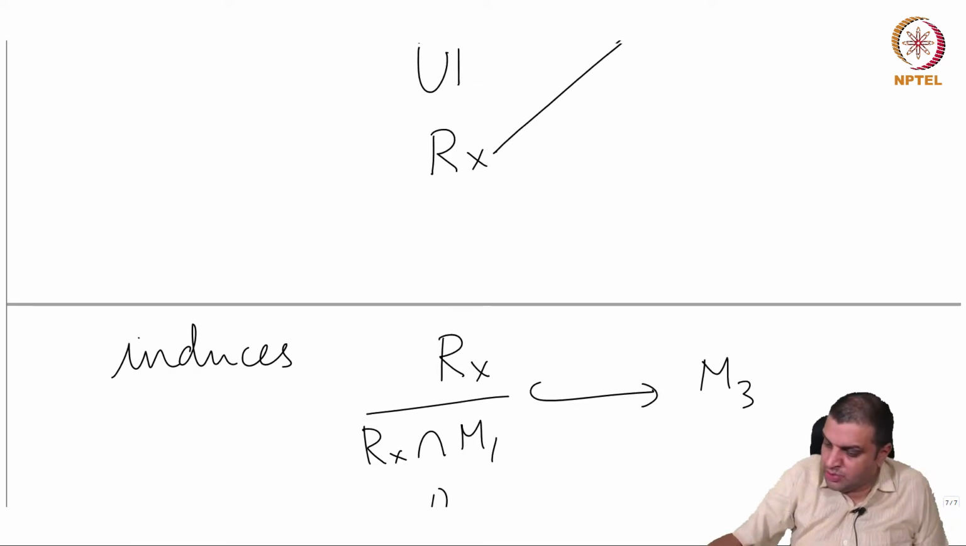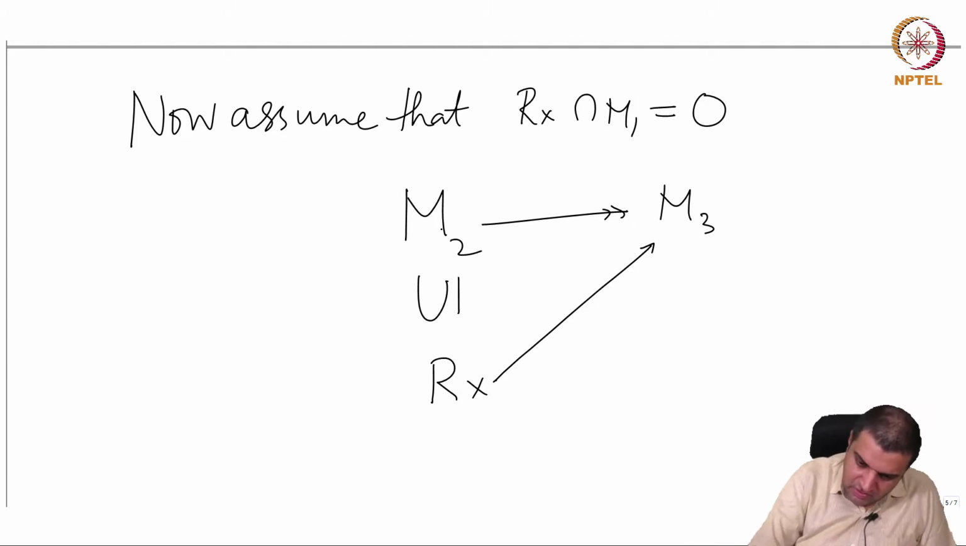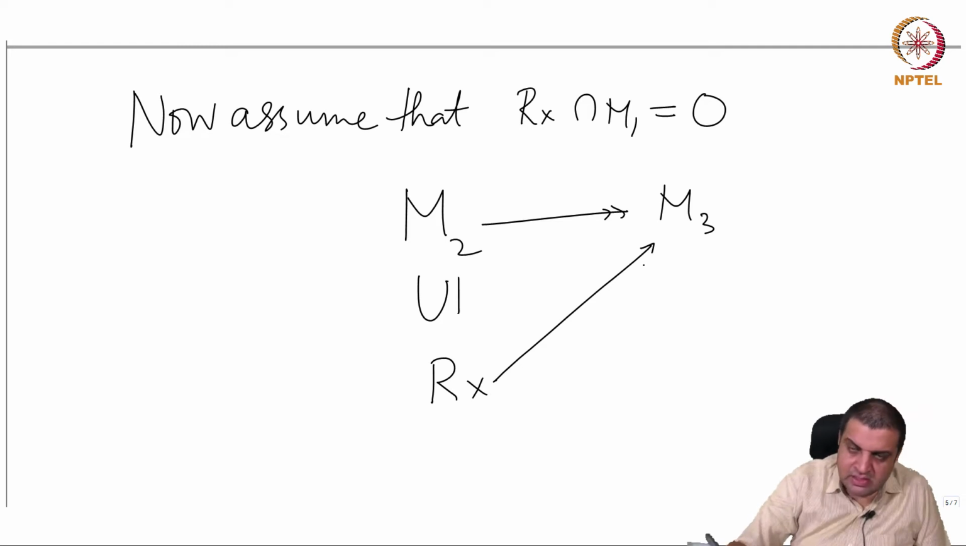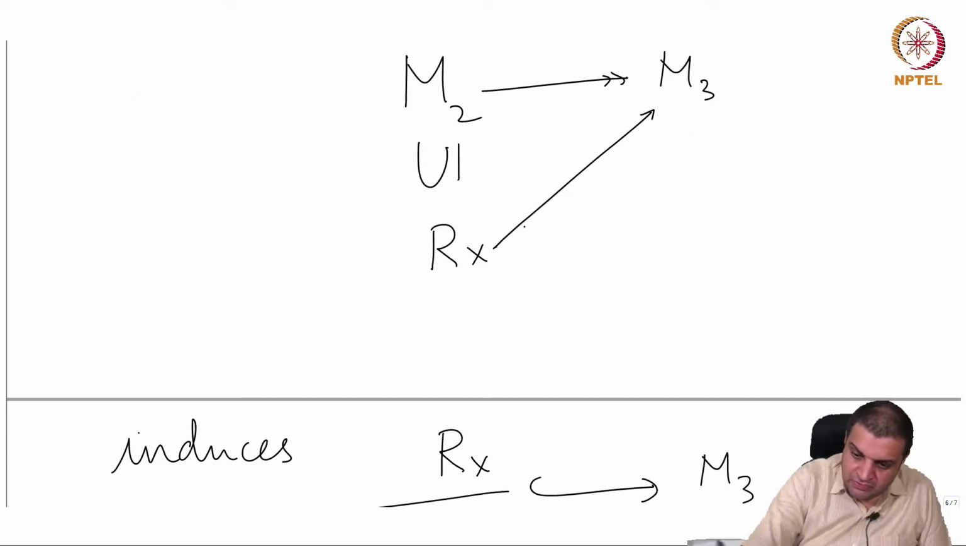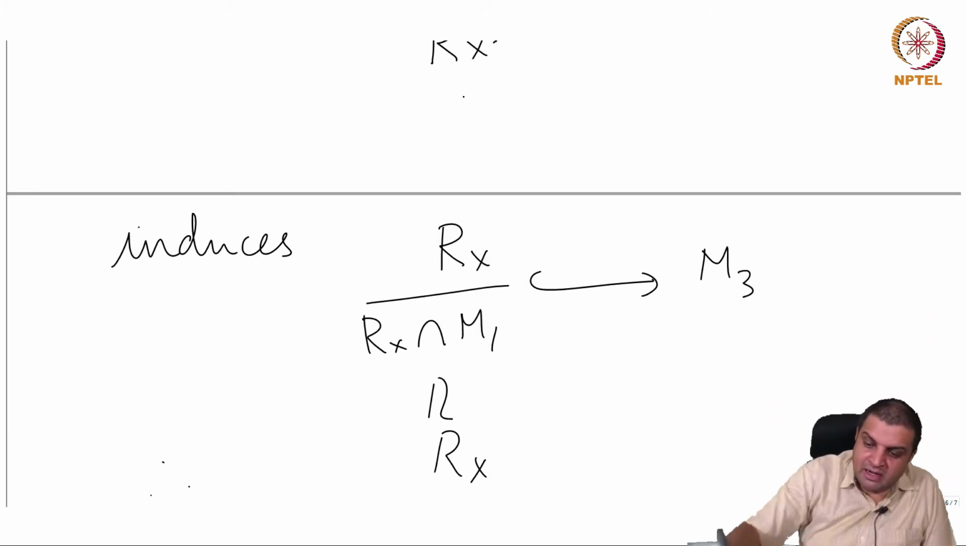So let me just quickly go over what we just said. Let's assume this. So we get a map from the natural surjective map from M2 to M3. That induces a map by first composing with this inclusion map from Rx. So we get a map like this, not necessarily surjective. We would like to prove that it is actually injective. What's the kernel of this diagonal map here? It is precisely this Rx intersect M1, but that is 0, so therefore the diagonal map is injective.